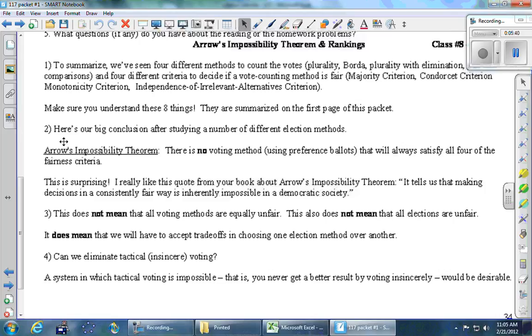Does that seem reasonable? We'd like to come up with some way to count the votes so that it's never in anyone's best interest to vote insincerely. And we had a few people admit in class that they have voted insincerely because the person they thought was the best had no chance of winning, right? So you throw your vote to somebody else hoping you get a better outcome, and you don't really vote with your heart. So maybe there's some method out there that we can count the votes so that nobody will ever be inclined to vote insincerely.